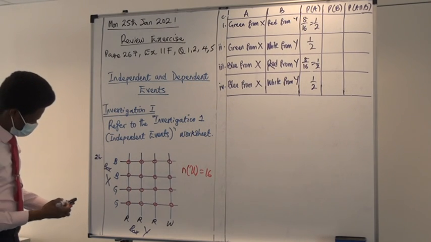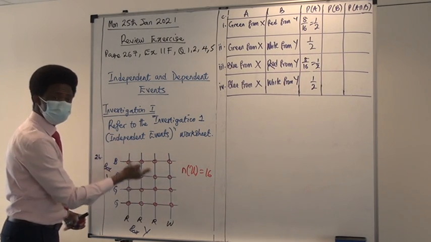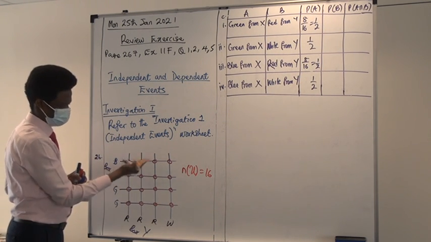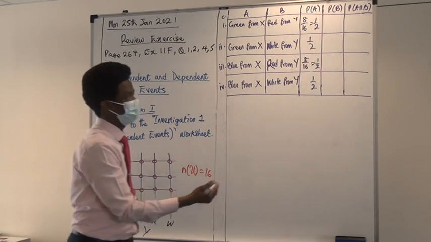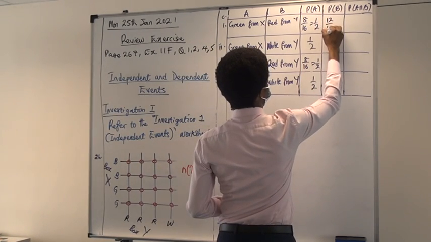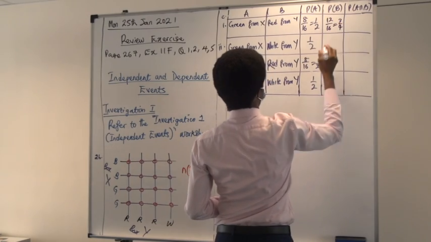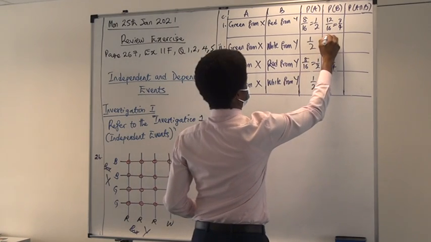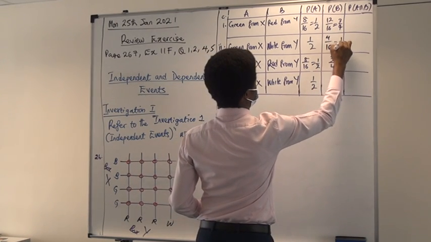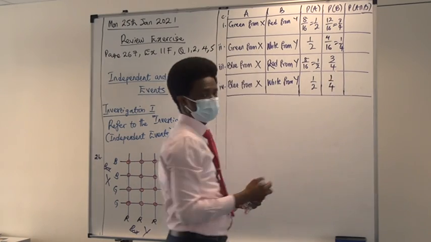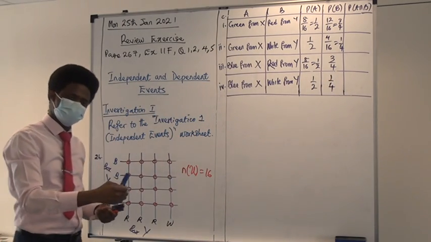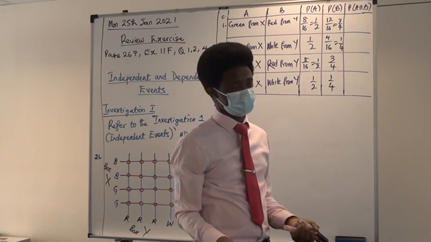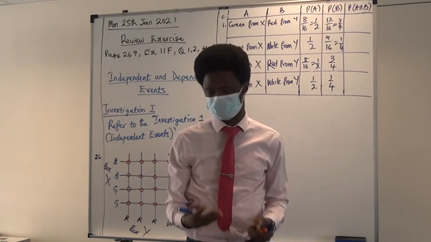Selecting red from Y: again, we are not particular about this. Red from Y is 3 places in 4 lines, that's 12 out of 16, which is 3/4. Similarly, 3/4. And white from Y will be 4 out of 16, which is 1/4. The last column is not for you to multiply. The multiplication is what you are supposed to obtain eventually as your deduction from this investigation.